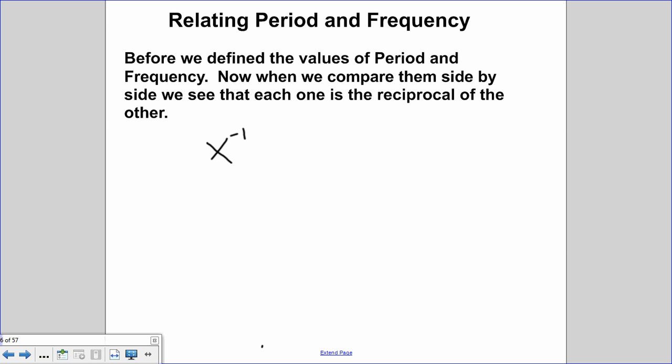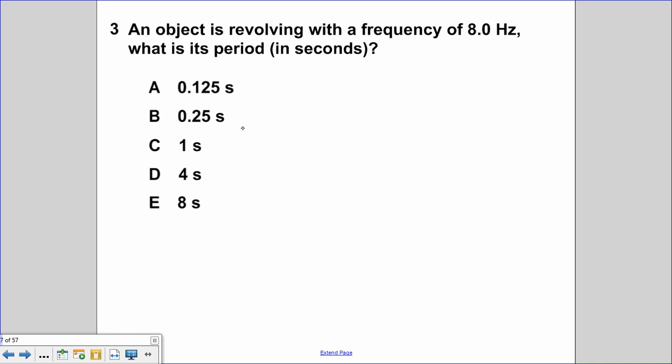A big reason why you need to know that inverse relationship is because let's say on the AP test, they give you a formula that is the frequency of something. Well, guess what? If you take the inverse of that particular formula, that will give you the period of that. So definitely know, remember, understand period and frequency. They're just the inverse of one another. Another simple problem here.